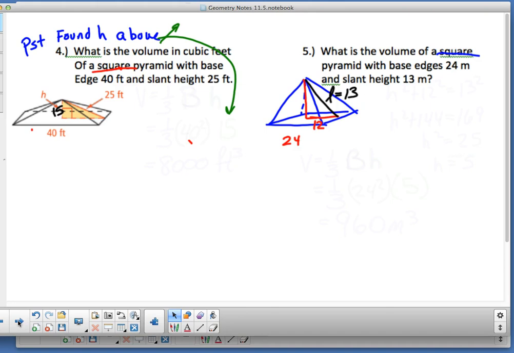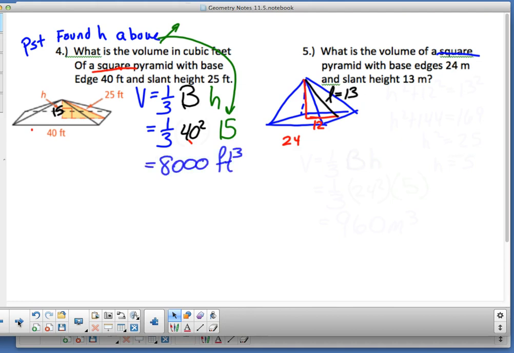Okay, now keep in mind, I found 15 before. If I didn't find it before, I would have to go through that Pythagorean theorem to help me find my height. But since I found it already, I've got one third base times height. My base is a square, that's why it's 40 squared. The big B is the area of my pyramid's base. It happens to be a square, that's why it's 40 times 40. Now, multiply it out, it's got 8,000 feet cubed.